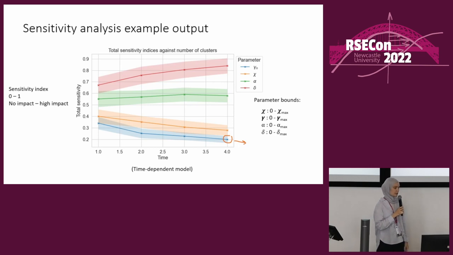You can do this, as I said, for as many parameters as you like. And you just have to be careful that you have chosen your metric wisely, because obviously it might not have an impact on this metric, but it might have a big impact on a different metric. So you have to choose your metric wisely.